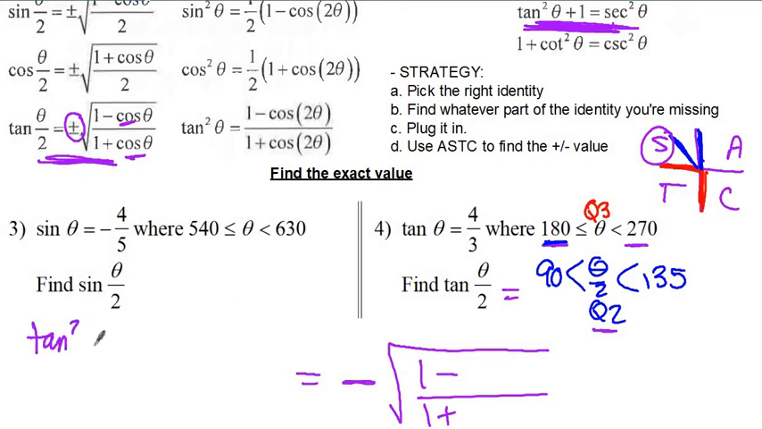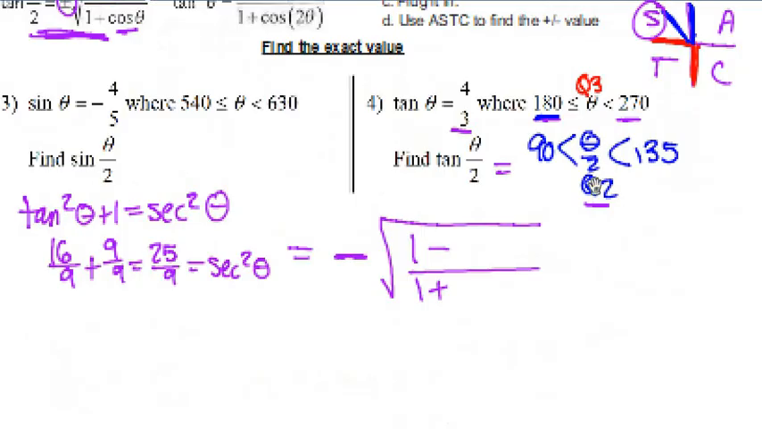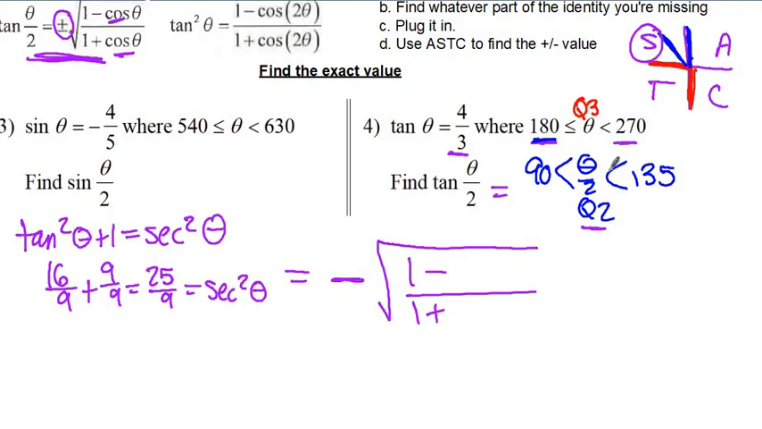Why am I using the secant one? Because secant and cosine are closely related. You just have to flip cosine over. So tangent is 4 over 3, so 4 over 3 squared is 16 over 9. That's the same as 9 over 9. When we add those, we get 25 over 9, which is sec squared. Okay, so now if we square root both sides, we'll get plus or minus square root of that is 5 over 3. So that's what secant equals.